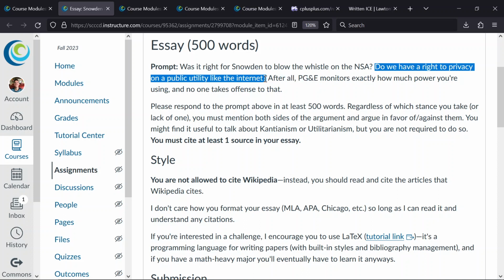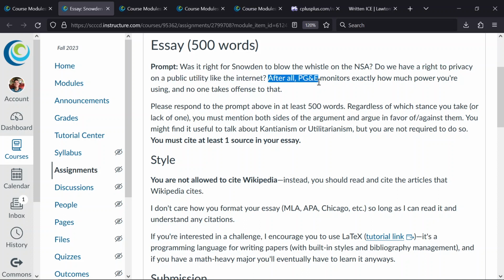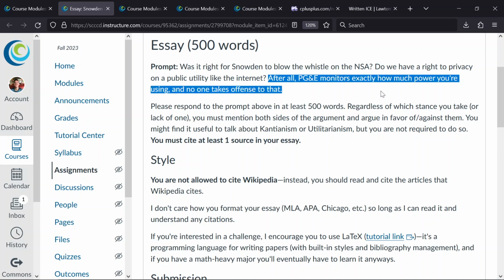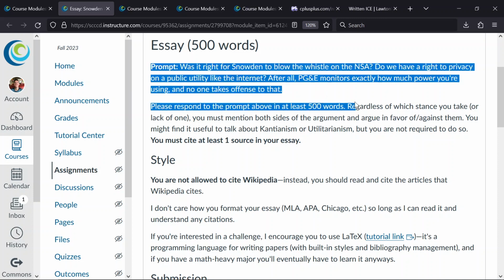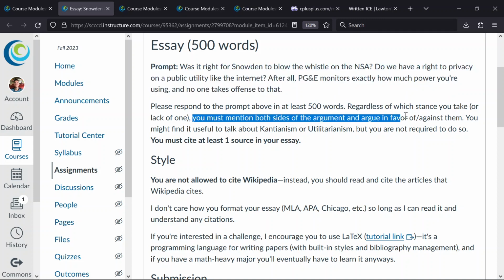Also, do we have a right to privacy on the internet? That's a public place. It's a public utility. Like, if I use PG&E, they know they're hooking in, and they're telling me exactly how much power I'm using in the hot month of August, and they're asking me to pay for it. Nobody cares about that. Why should we care about privacy on the internet? All right. So here's your prompt. Respond to that in at least 500 words. I don't care about the stance you take, but you better talk about both sides, because that's how you write a good argument. You have to bash one down if you think a different one.